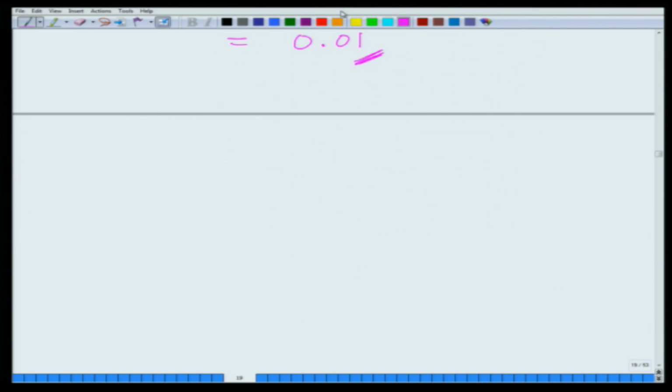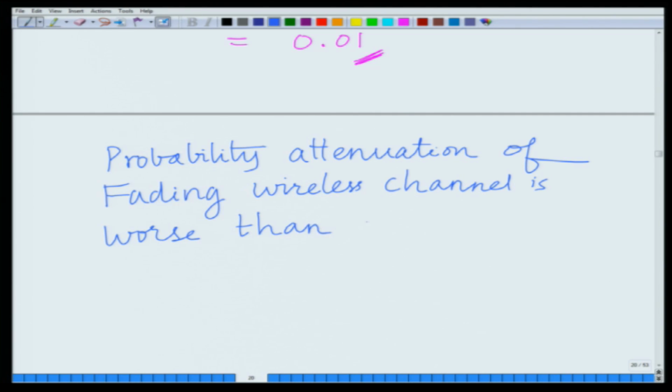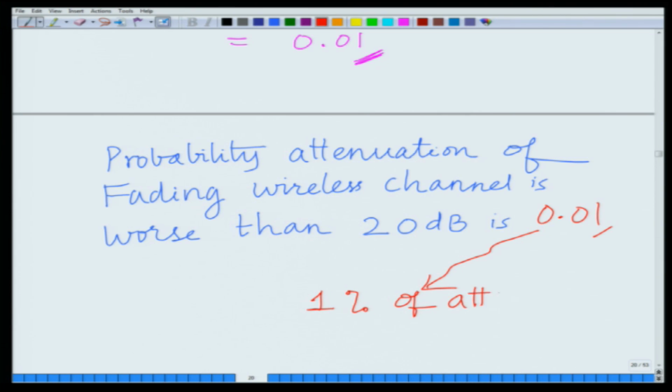So, this probability that the attenuation of the fading wireless channel is worse than 20 dB is 0.01, or basically there is a 1% chance of attenuation being worse than 20 dB.